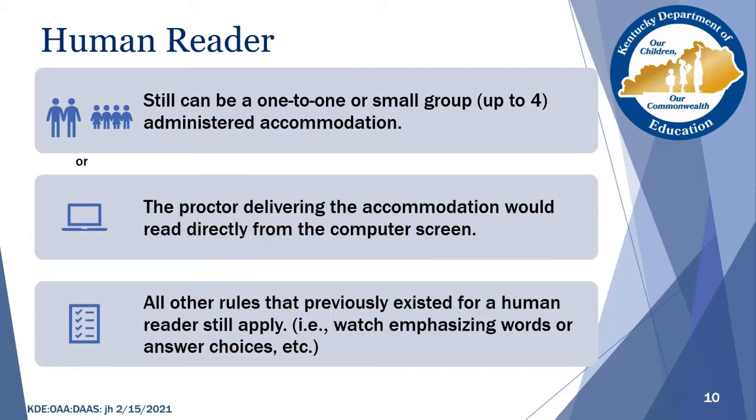All right, so the online assessments will still allow a human reader to provide reading accommodations to students. It can be a one-to-one or a small group up to 4 accommodation that you provide to small groups, as long as all the students have the same form and are taking the same grade level of the test. And so the proctor delivering the accommodation would simply read directly from the computer screen.